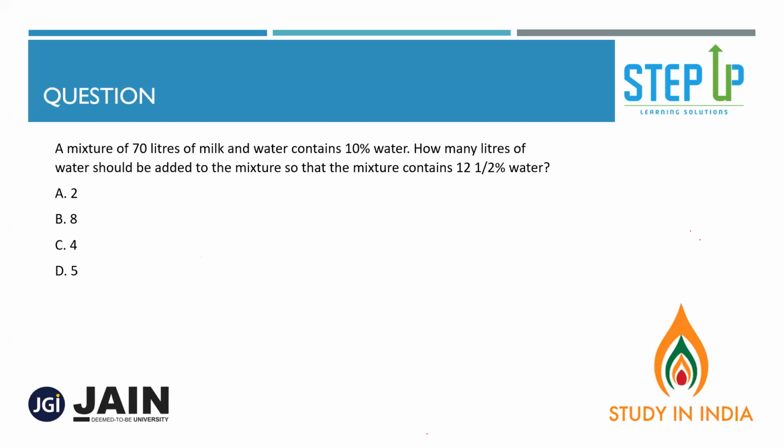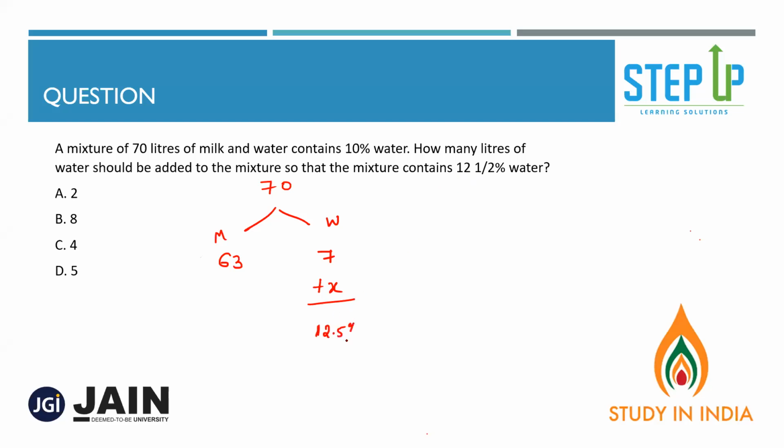Fine. Anybody got the answer for this question? Two is the answer. So 70 liters, 10% water, milk and water. It means that 63 liters will be milk and 7 liters will be water. I hope that's clear. How many liters of water should be added to the mixture so that the mixture contains 12 and some X liters of water, so that it will become 12 and a half.